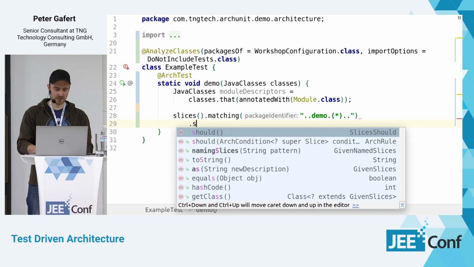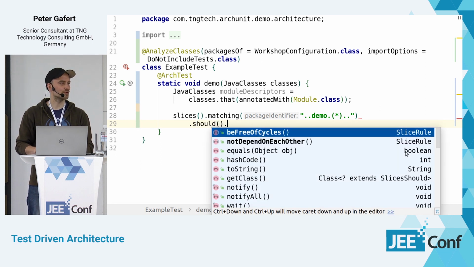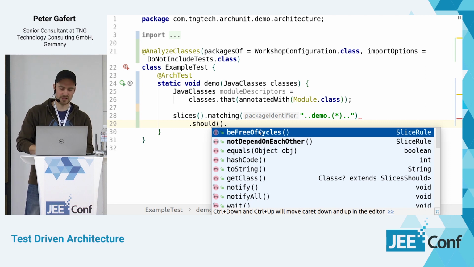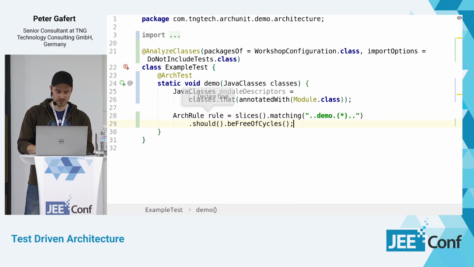And then you can say, what should they do? At the moment, there are these two things. If you cannot think of anything other cool, just open an issue or pull request. So I could say maybe they should not depend on each other. For example, I have an onion architecture or something, and these are my adapters, and the adapters should be independent of each other. Or I could say they should be free of cycles, because that's just never a good idea.